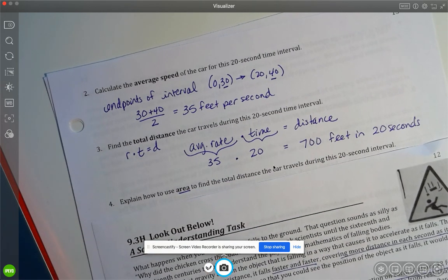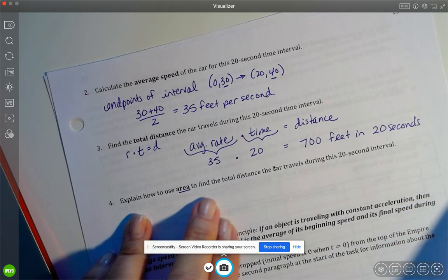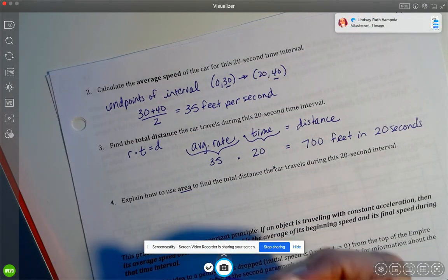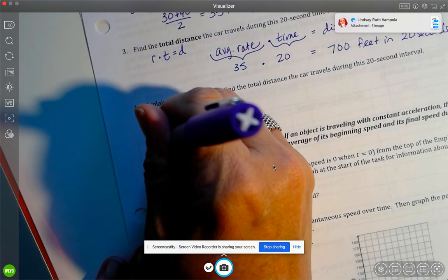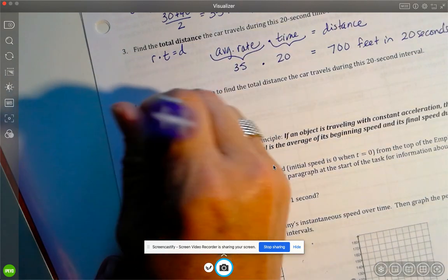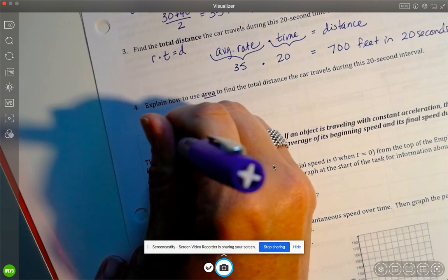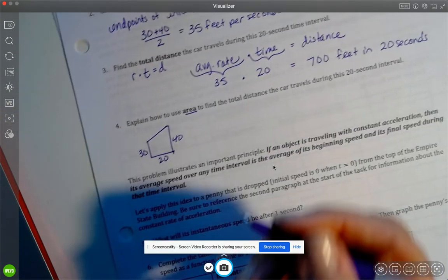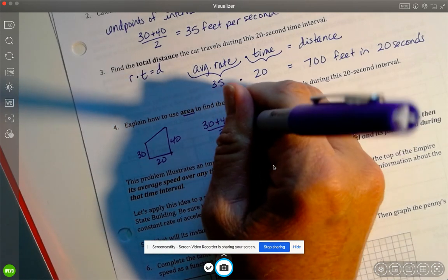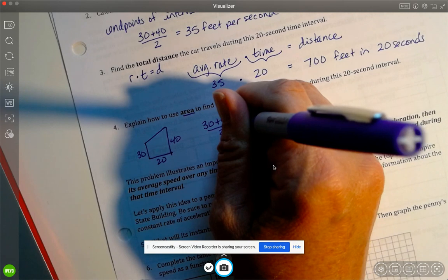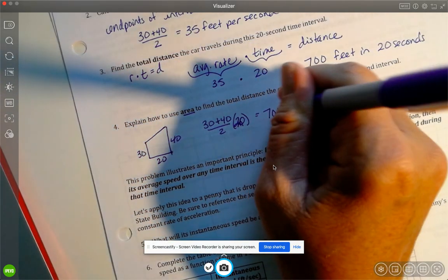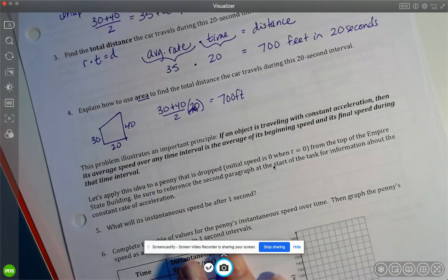And now, since it says explain how to use area to find the total distance the car travels, you could sort of recreate the situation. You have this trapezoid, where this is 30, this is 40, this is 20. And you have 30 plus 40, the area of a trapezoid, divided by 2, times height, which is 20, which is 700 feet. So now it says explain how to use the area.